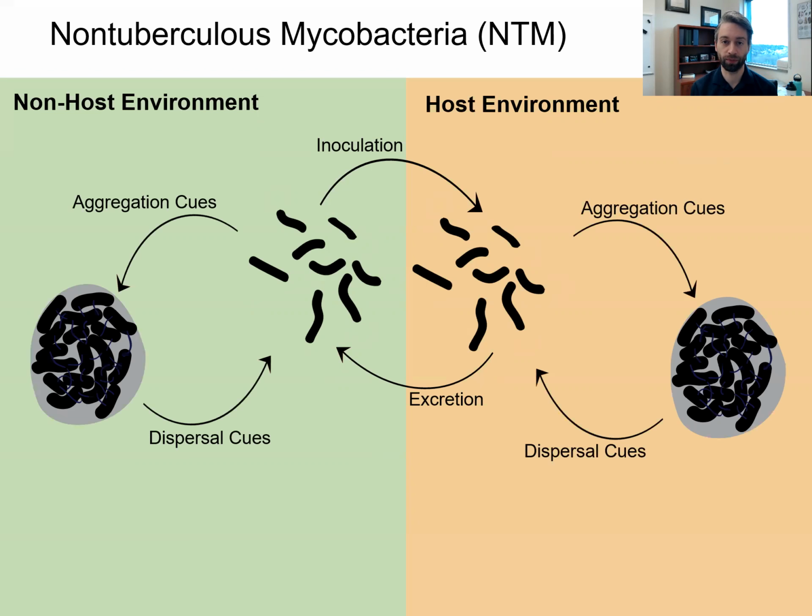So bacteria can form biofilms or multicellular communities in many different environments. In this little slide, I'm just illustrating that in the non-host environment, so anything outside of the human body, and then in the host environment. So opportunistic pathogens like NTM normally exist outside of the host. When they get the chance, they can inoculate or infect a susceptible individual, such as a patient with CF. And then in the context of disease, in the site of infection, they can form these multicellular communities called biofilms.